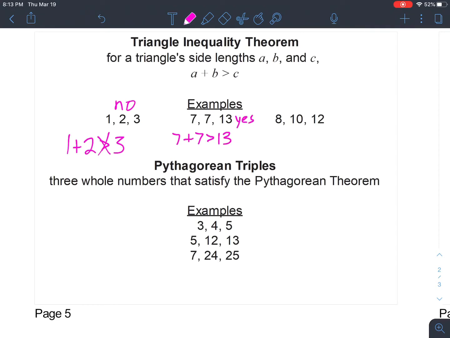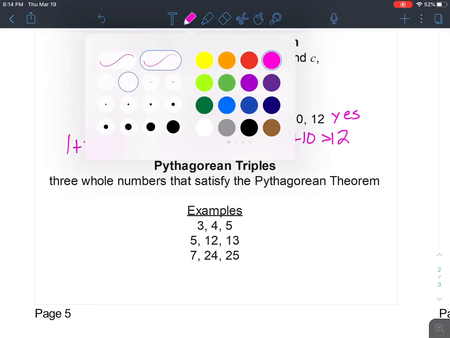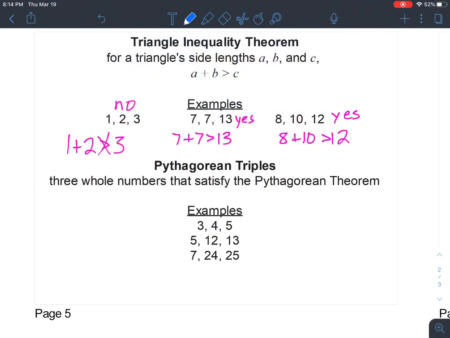Then for the next one, we have 7, 7, and 13. If we do 7 plus 7, that ends up being greater than 13. So that one is a yes. And then for the last one, 8, 10, and 12, that one definitely is going to work because 8 plus 10 is easily bigger than 12. So yes, that can also make a triangle.